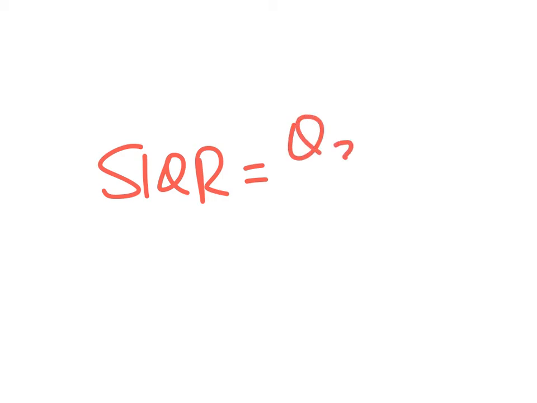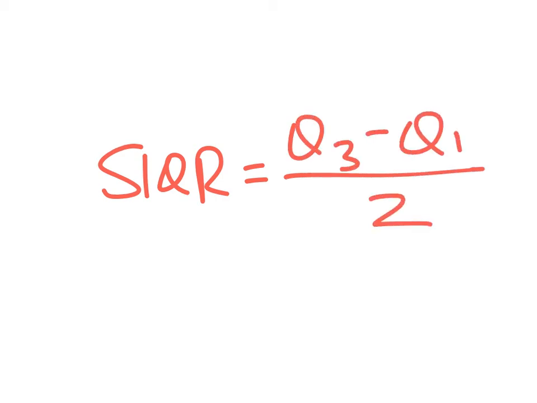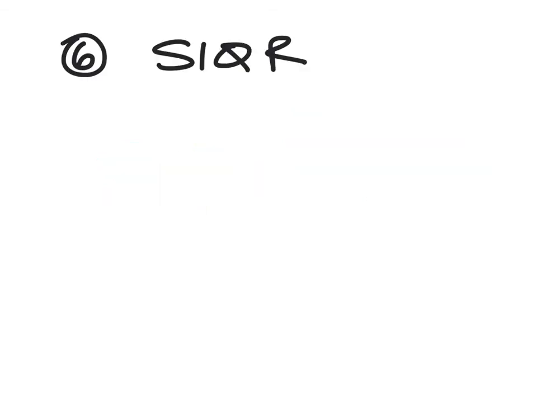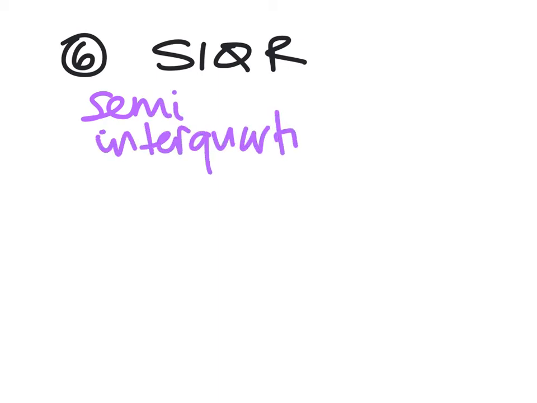If you remember, the formula for the SIQR is Q3 minus Q1 divided by 2. It talks about SIQR. Now remember, that stands for the semi-interquartile range.